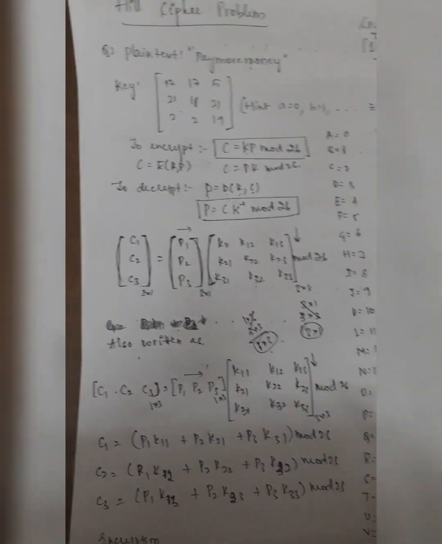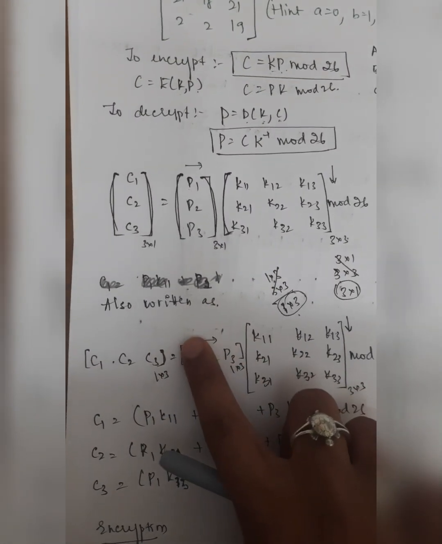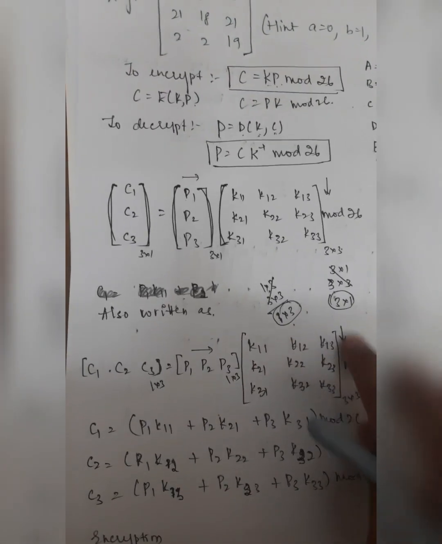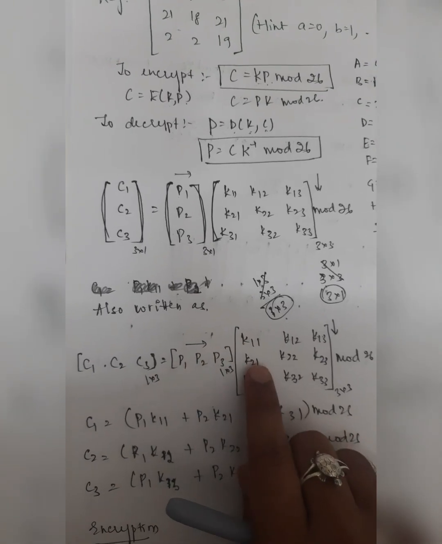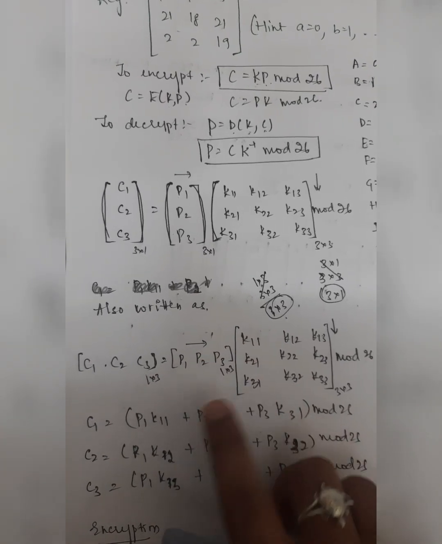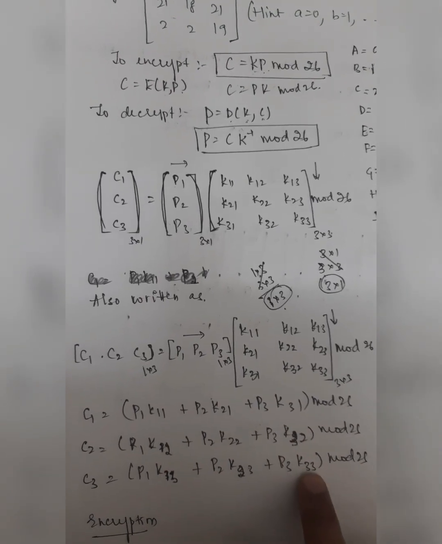You should remember that. Okay, to calculate your C1, which is nothing but C, you have to multiply like this. Take this matrix like this, and in this matrix like this you have to multiply. So P1 into K11, P2 into K21 and P3 into K31. That is your C1. Same way for C2 and C3 we can find out.